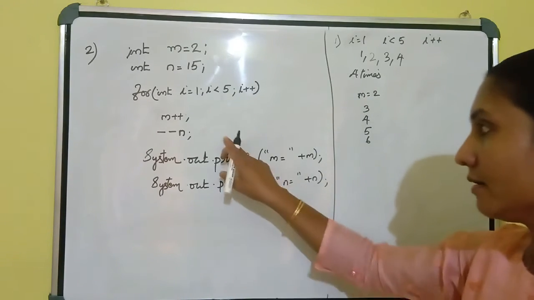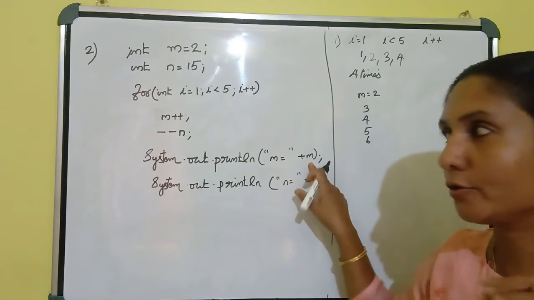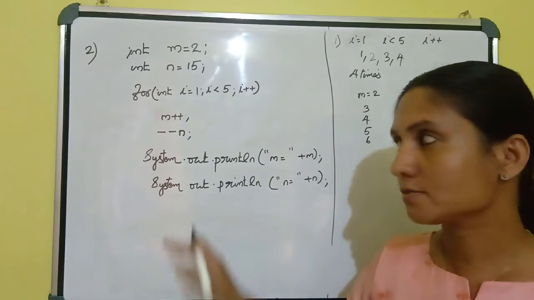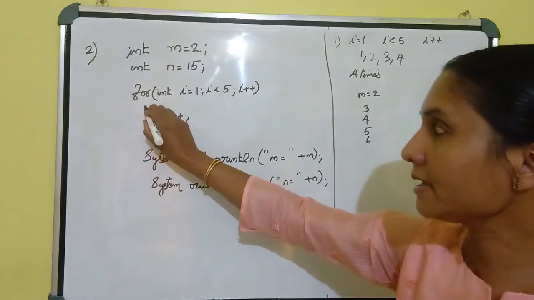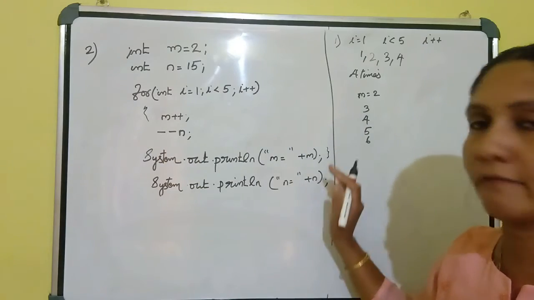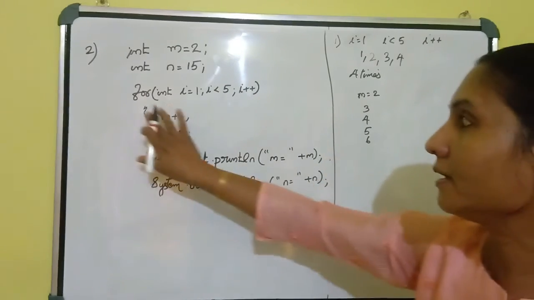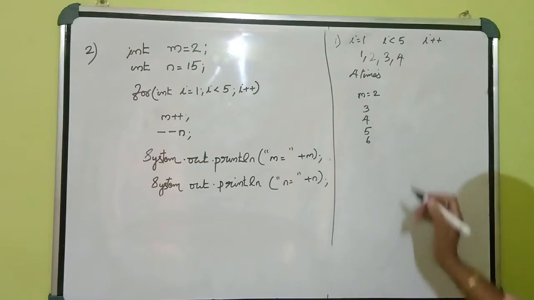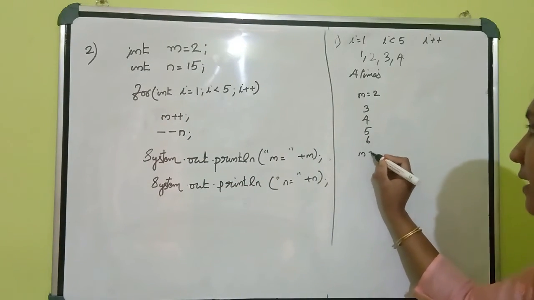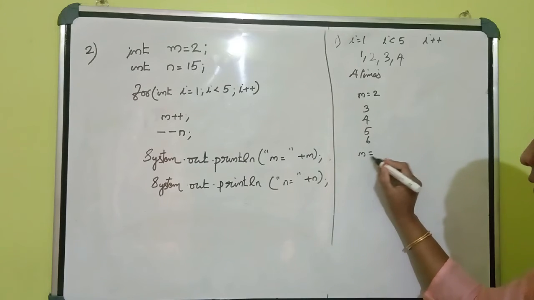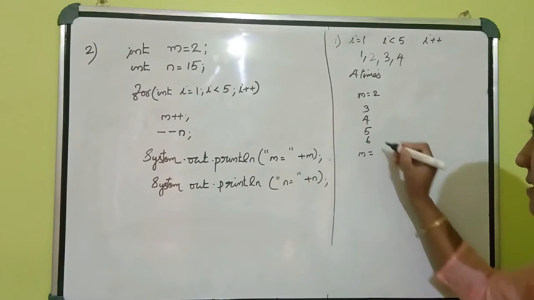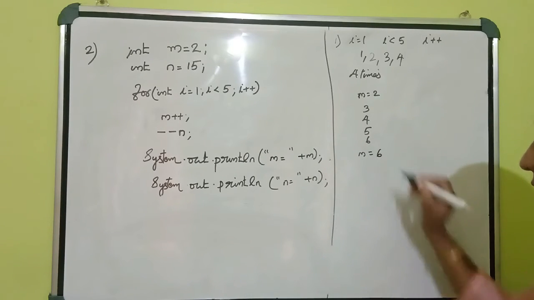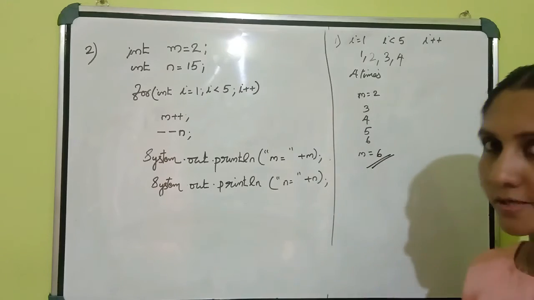And finally, it will print only the final value, not all the values, because if the statement is inside the curly bracket, we can print all the values. But it is not in the curly bracket, so you have to print only the final value. Okay, that means which value will be printed? m is equal to, within double inverted commas, you will get like this, plus m means you will get the final value. Okay, this is the first output.